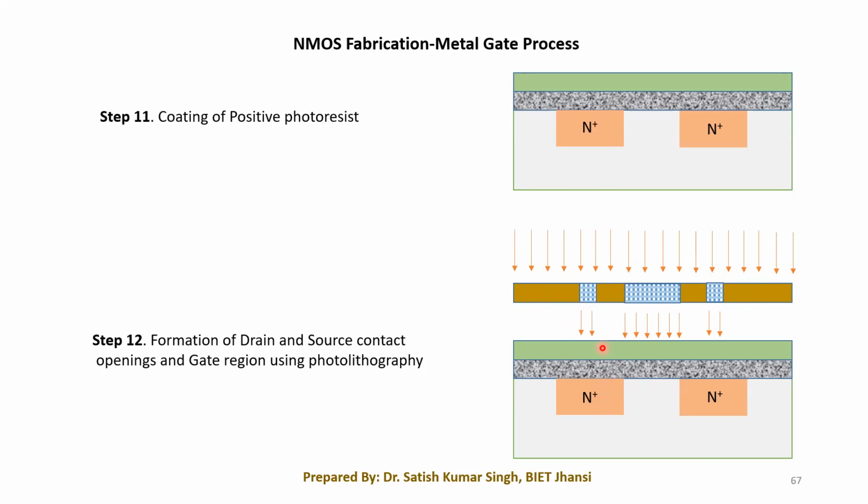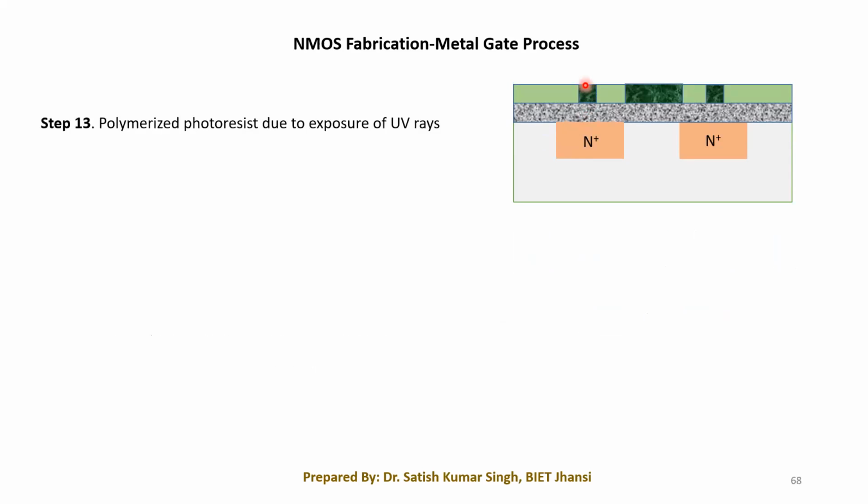Once we shine the UV rays, the light will pass through these windows, and the regions under these windows get polymerized, and that can be removed by using a particular chemical solution, or you can say a developer solution. So this portion will be removed, this portion will be removed, and this portion will be removed. After doing this, you can see this will be polymerized, because it is exposed to the UV rays. This portion is getting polymerized, this portion is getting polymerized.